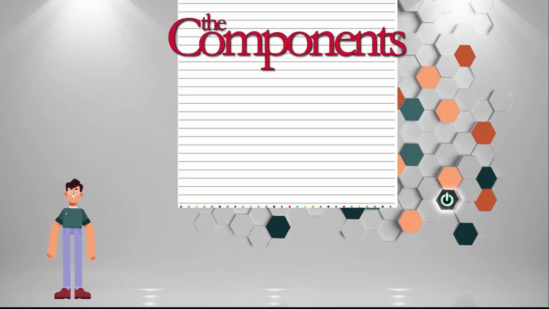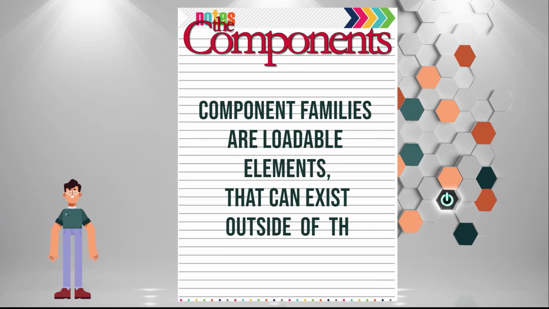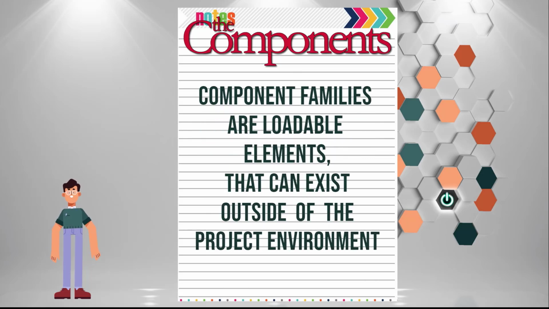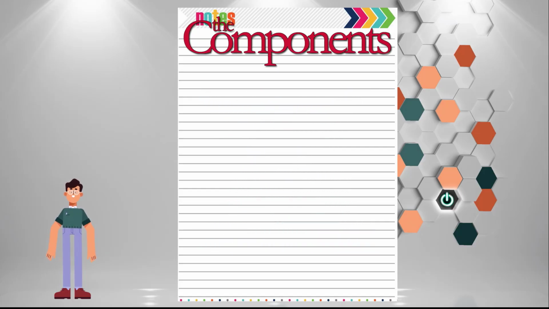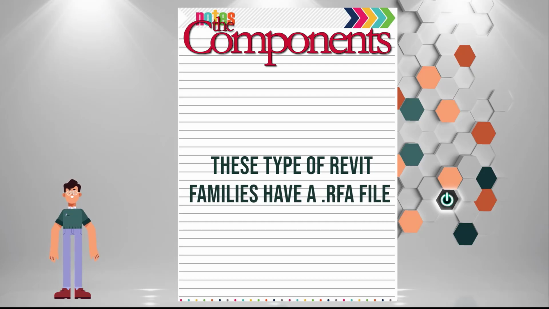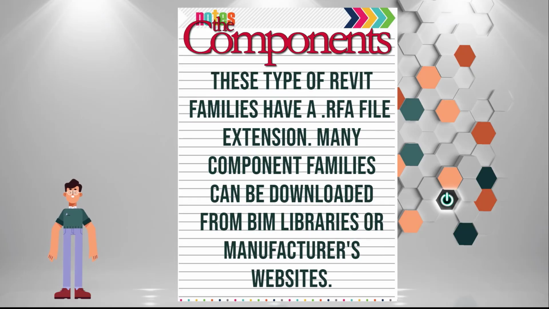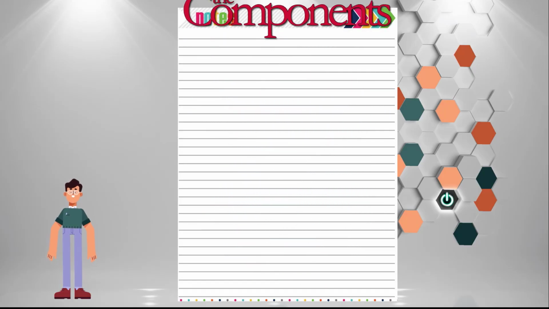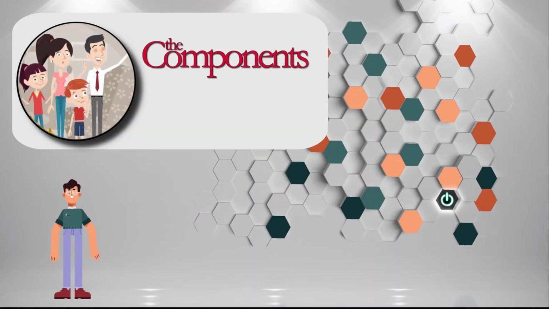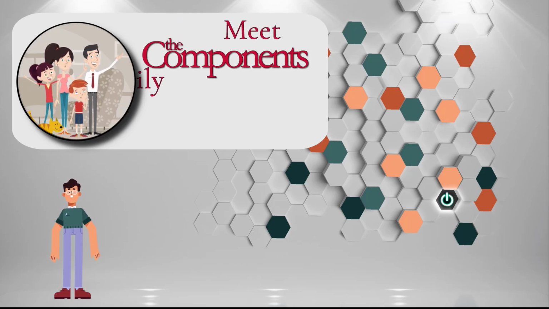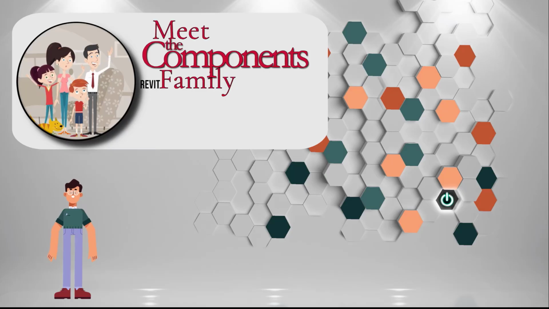Component families are loadable elements that can exist outside of the project environment. For example, it is possible to model a piece of furniture in Revit and then save that furniture family onto your hard drive and insert it in a Revit project. These types of Revit families have an RFA file extension. Many component families can be downloaded over the internet from BIM libraries or manufacturers' websites. Prime examples of component families are doors, windows, columns, and any component you insert in Revit.